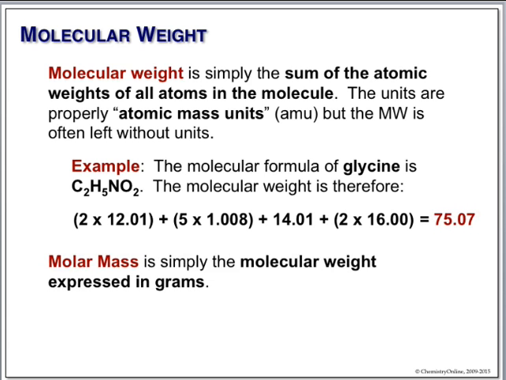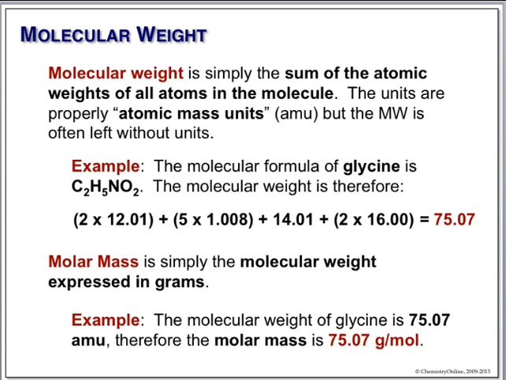This is 75.07. That is the molecular weight of glycine, the compound. That is also the molar mass. So if we had 75.07 grams of glycine, that is equal to 1 mole of glycine. Any questions?